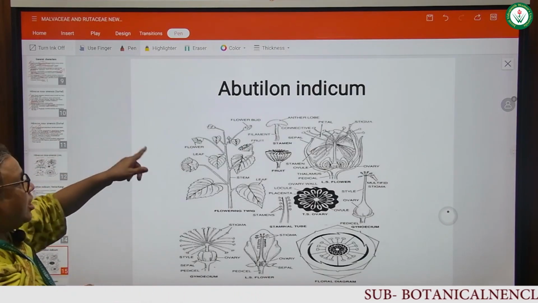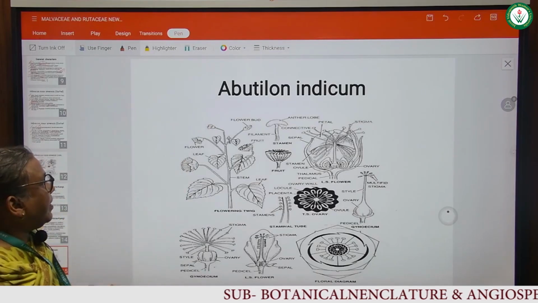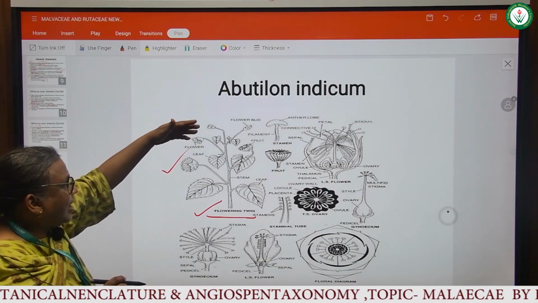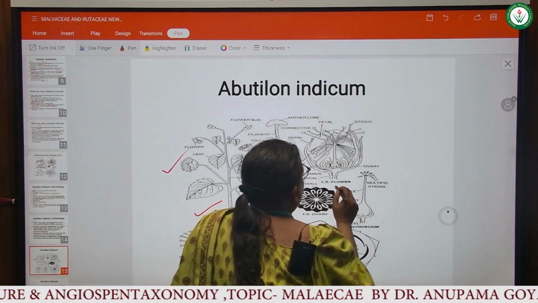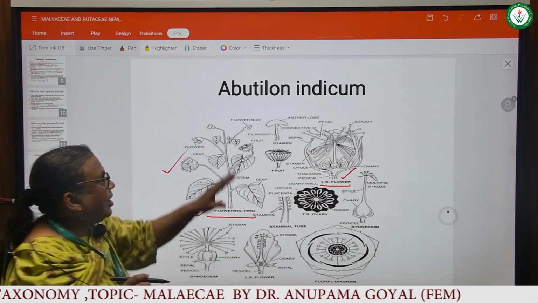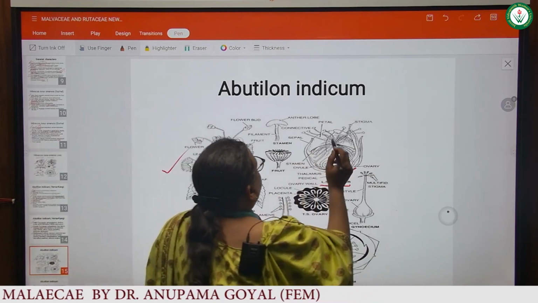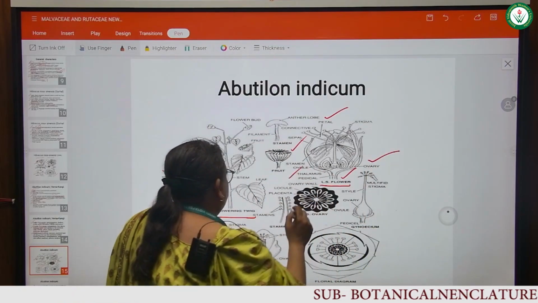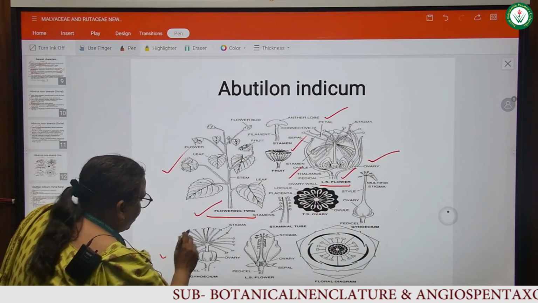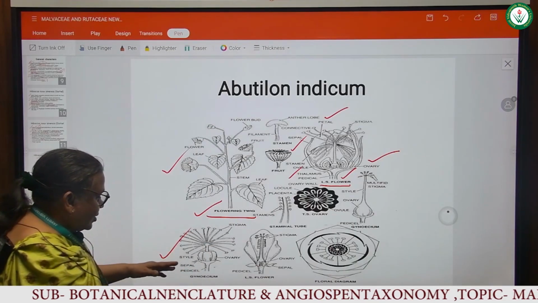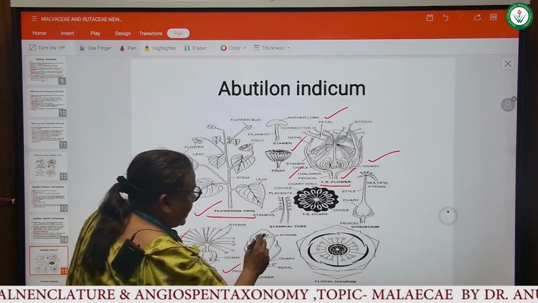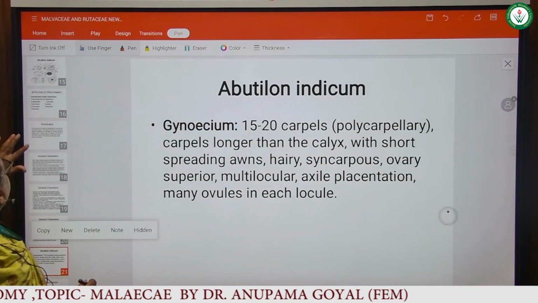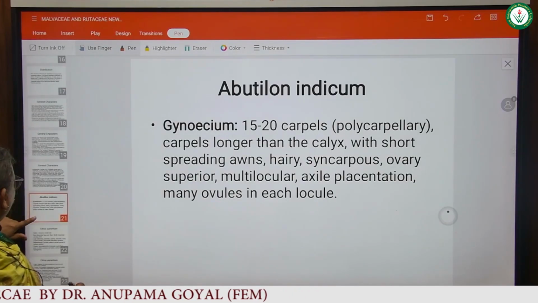Now this is the picture of Abutilon indicum. This picture shows the flowering twig and the flower bud. In this diagram you see the longitudinal section of the flower of Abutilon indicum. Here you can see the petals and the sepals, calyx and corolla, and the ovary and the thalamus. Here you can see the gynoecium having the style and the ovary, and this is the floral diagram of Abutilon indicum.